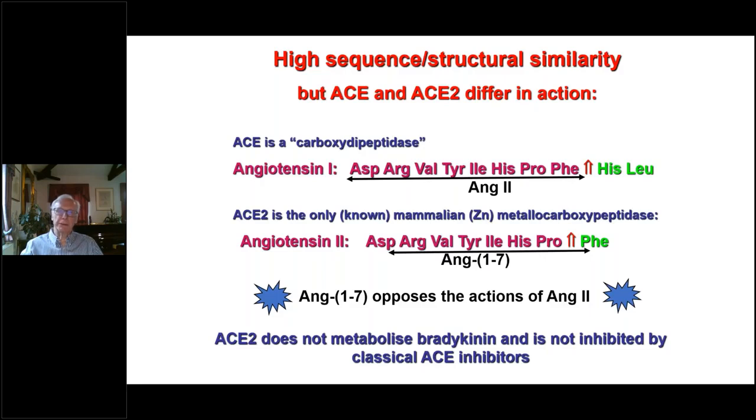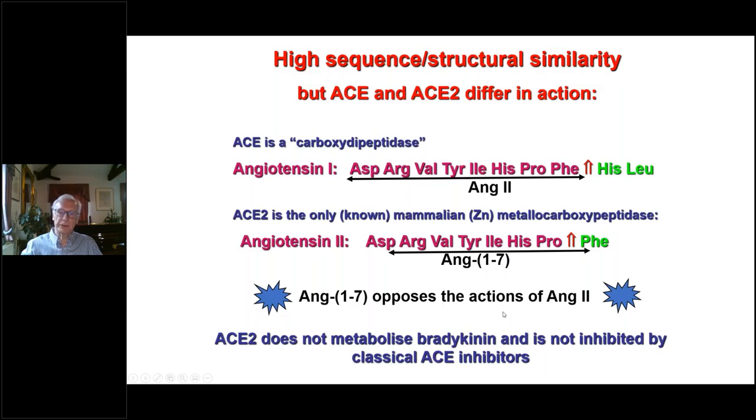It was when we turned to look at the specificity of ACE2 that we saw striking differences from ACE itself. ACE is what we term a carboxydipeptidase and is able to cleave a dipeptide from the C-terminus of a susceptible peptide substrate like angiotensin I. However, ACE2 is a zinc metallocarboxypeptidase, so it just removes a single amino acid from a susceptible peptide, in this case converting Ang II to Ang 1-7. And it was already known that Ang 1-7 opposes the actions of Ang II.